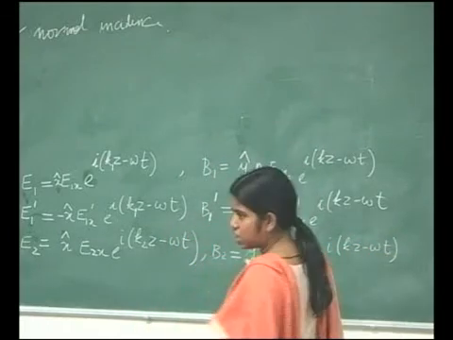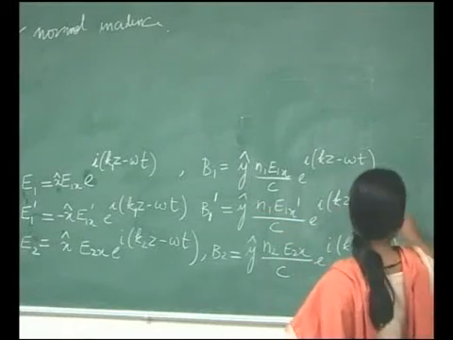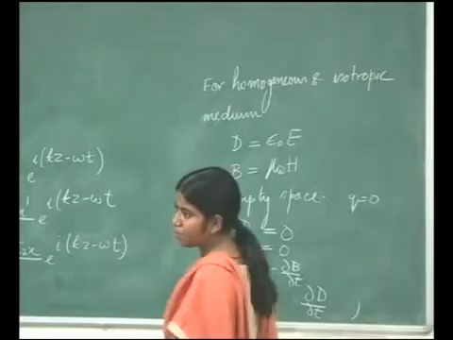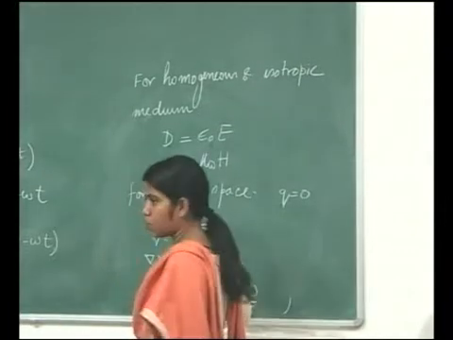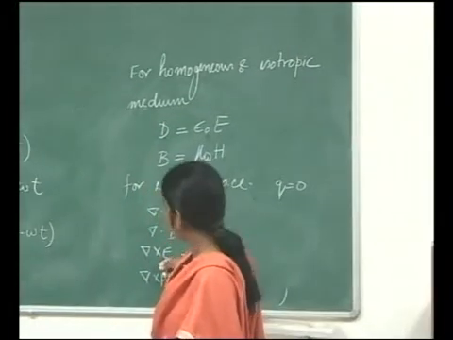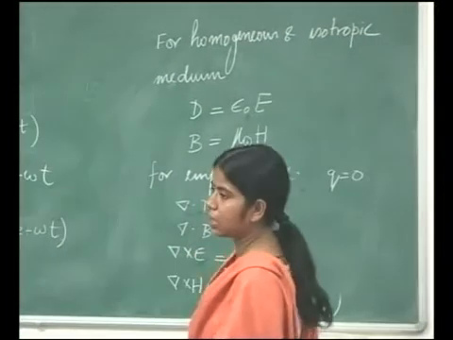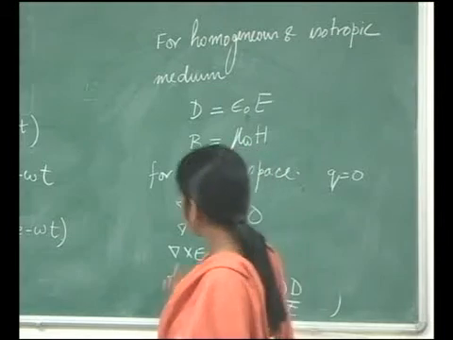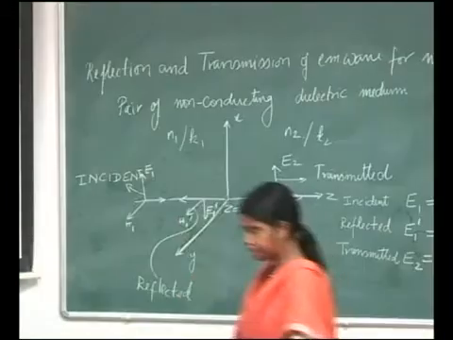So you can see why this n component is coming. When you solve your Maxwell's equation by replacing del by ik and d by dt by minus i omega, you will see that from this equation you will get B is equal to n by C k cross E. Okay. So that you can check on your own. So now these are the equations.